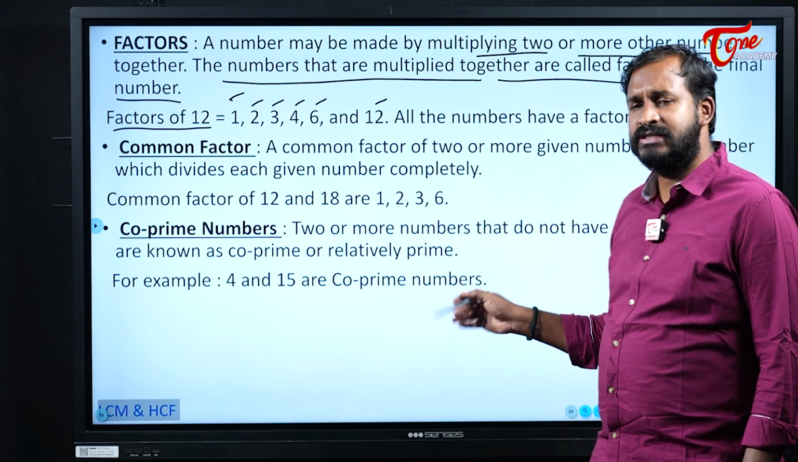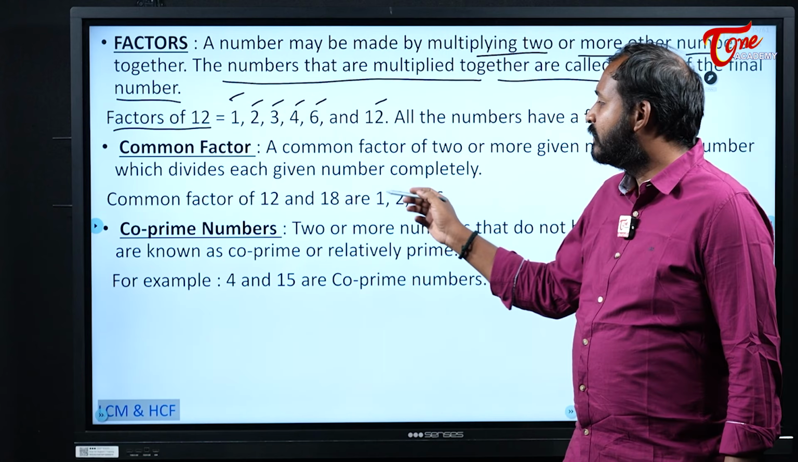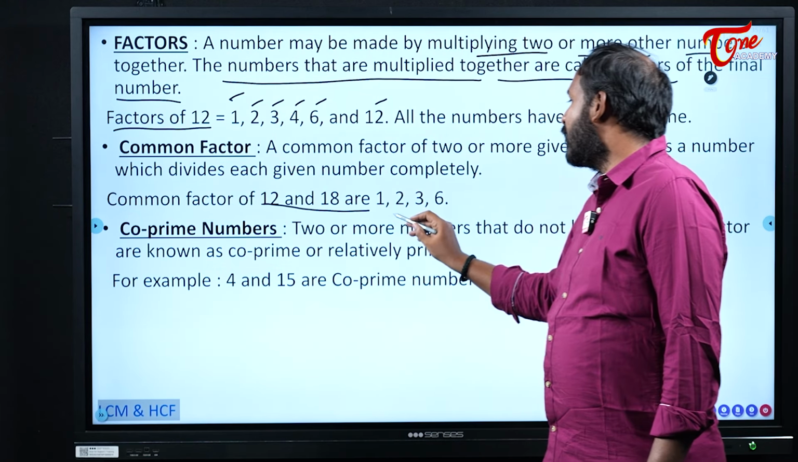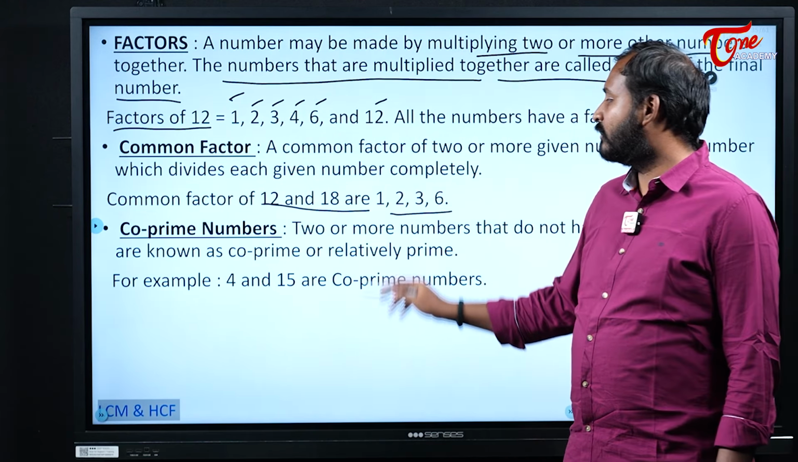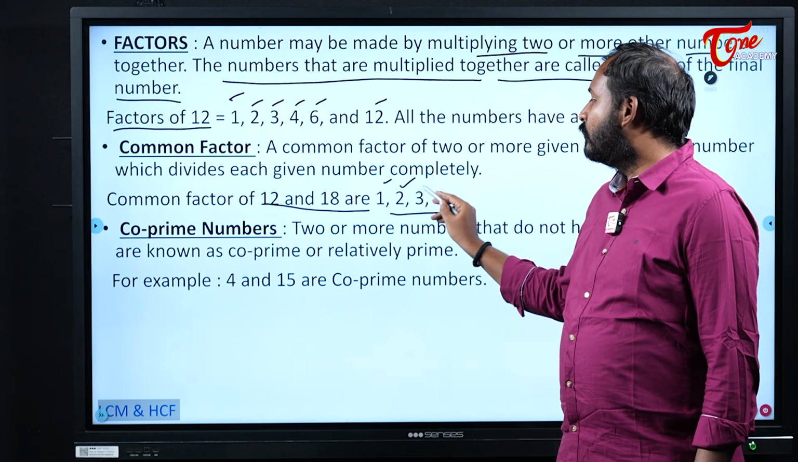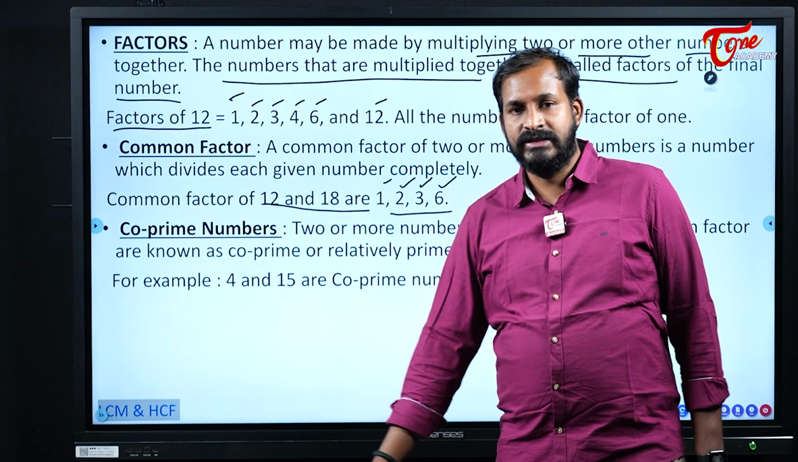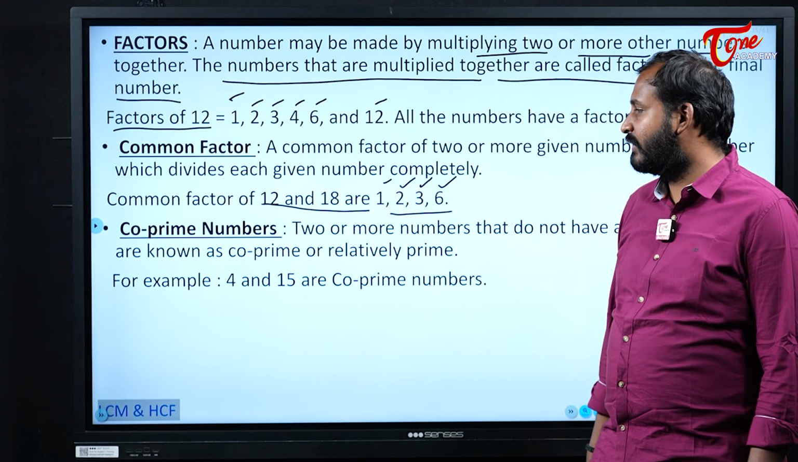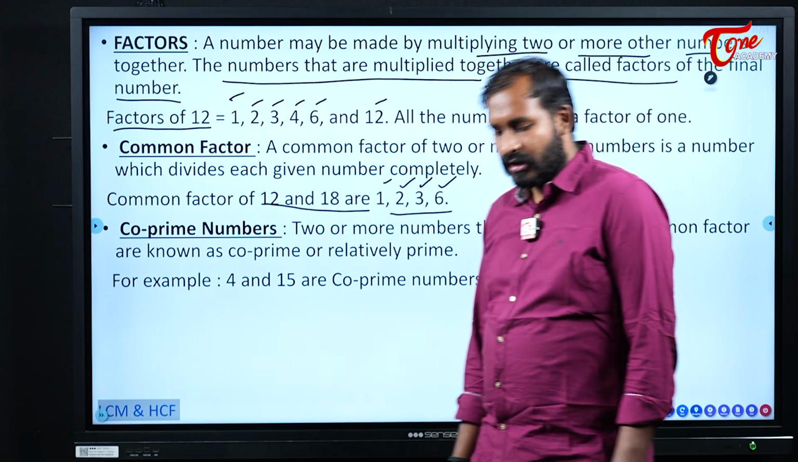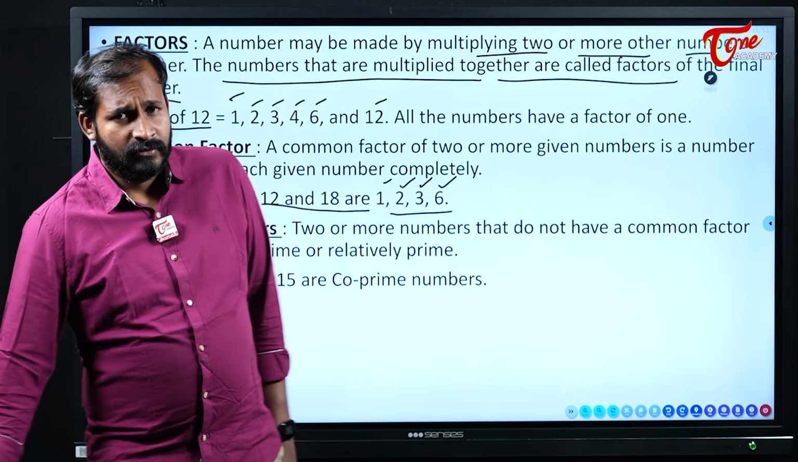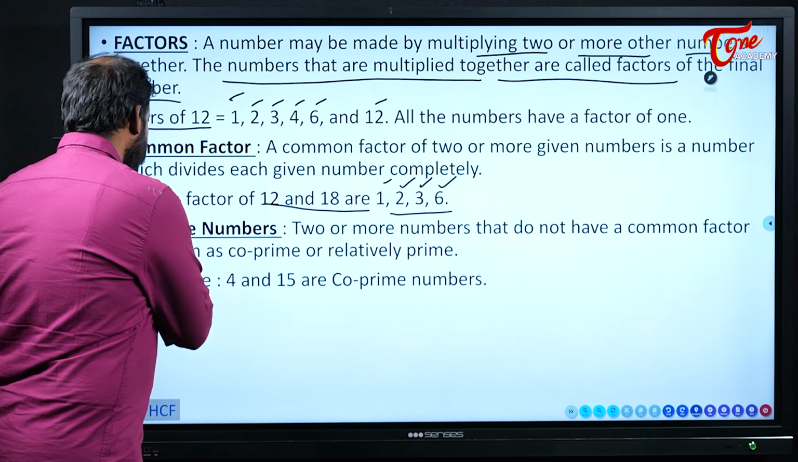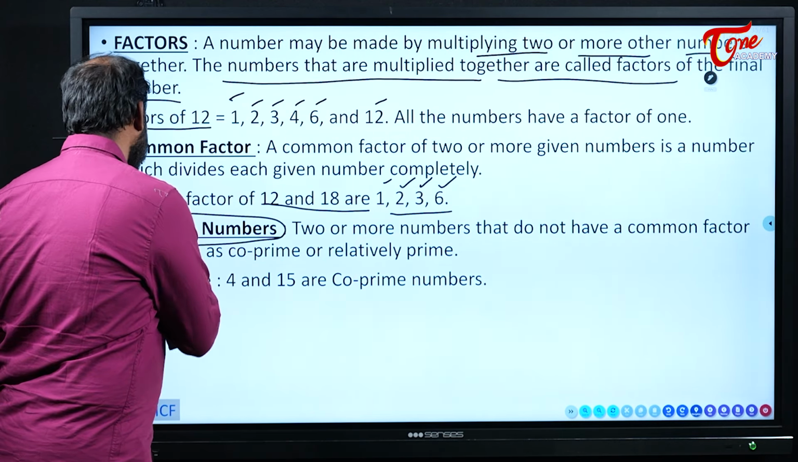Now common factors, similarly. See, for 12 and 18, there are many common factors, right? What are those? 1, 2, 3 and 6. These are the common factors for both 12 and 18. Now, the concept of co-primes was derived from this HCF only.